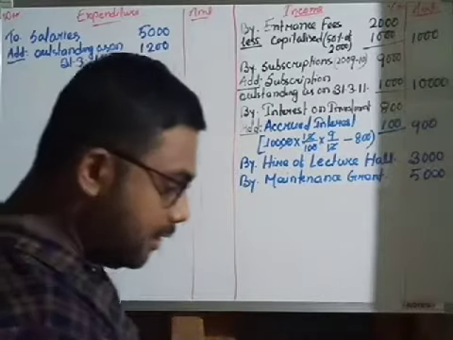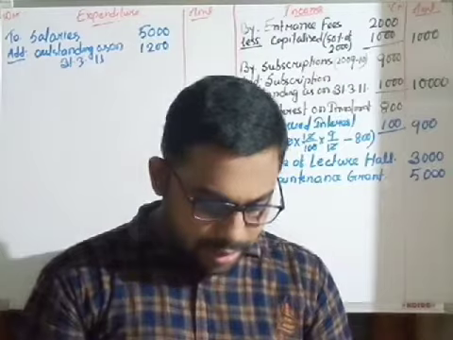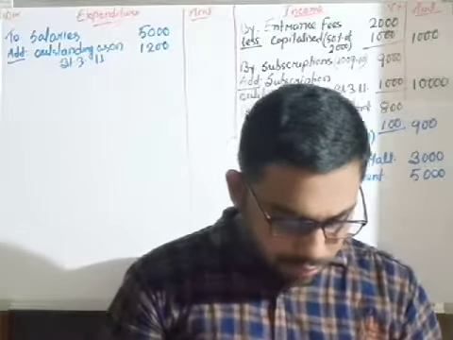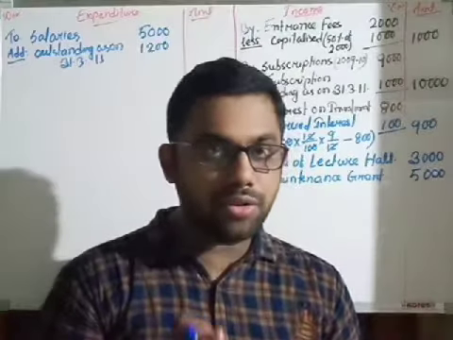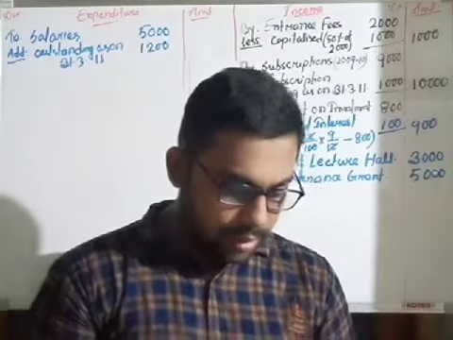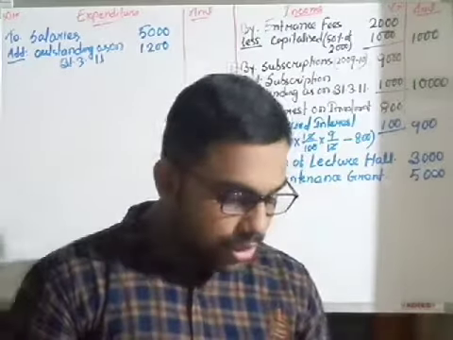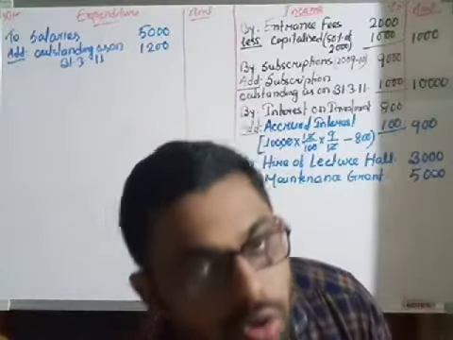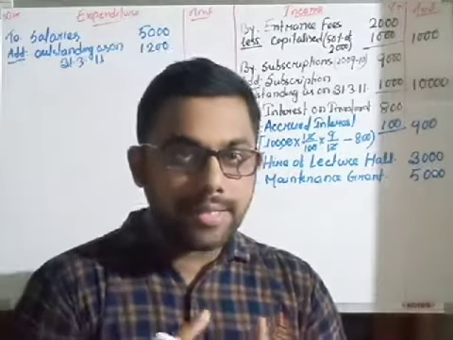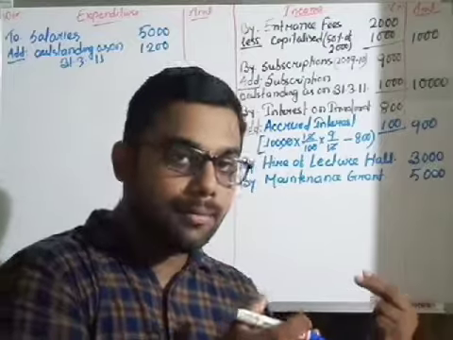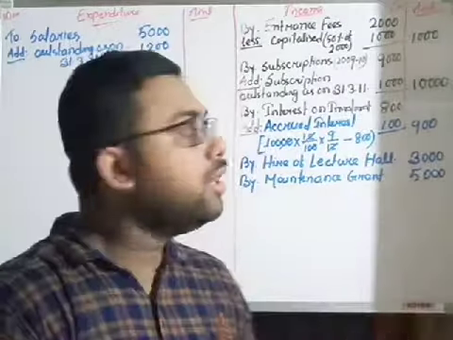Is there any additional information regarding salary? Yes. In additional information number 3, on 1st April 2010 the club possessed furniture valued at rupees 6,000 and outstanding salary was rupees 500. That means on the opening date, at the beginning of the year, there is an outstanding salary. So it is the payment for the previous financial year, not for the current financial year. So we have to less that item.